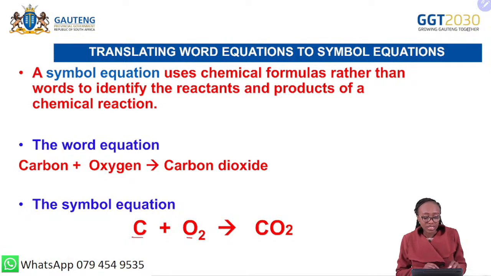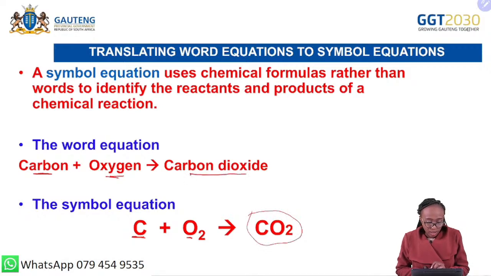And when we're building atoms. Okay, so now C is representing carbon. O is representing oxygen, and CO2 is representing carbon dioxide. Just a quick refresher. Can you identify the reactants and the product in this particular equation?